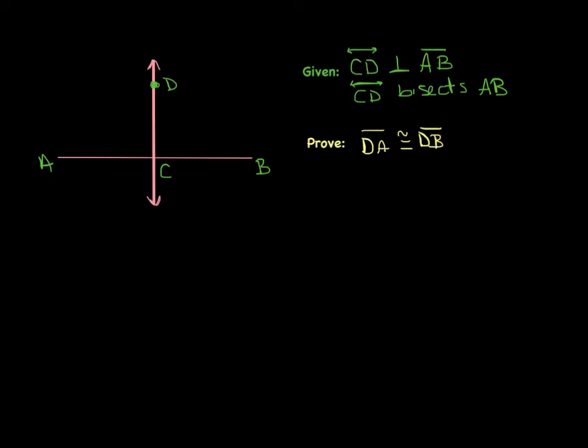So we're given that line CD is perpendicular to segment AB, and line CD bisects segment AB. And we are asked to prove that DA is congruent to DB. So let's put those into our diagram. And let's change our color. Okay, so DA is congruent to DB. Just like we did before, if you feel very confident, you remember how to do proofs and you feel good, pause your video now, do the proof, and check back in a minute.